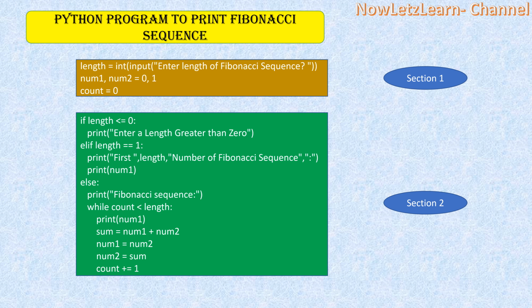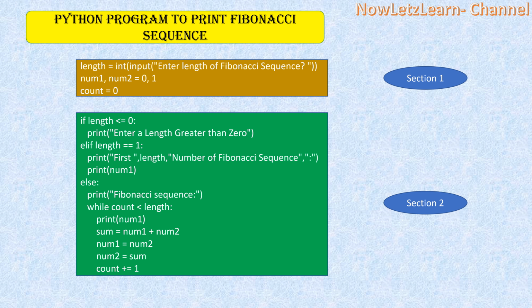Here we have the Python program to print the Fibonacci sequence. Let's look at it as two sections, section 1 and section 2. In section 1, first we need to know the length of the Fibonacci sequence, that is, how many numbers there would be: 1, 2, 3, 4. Hence we are getting the length from the user, and that's what we're doing in the first line.